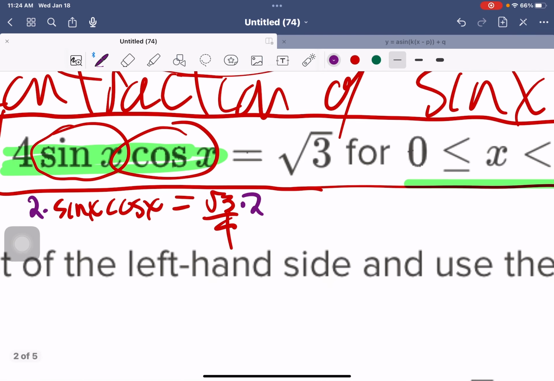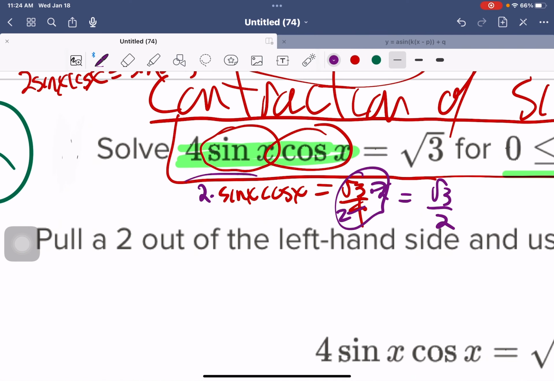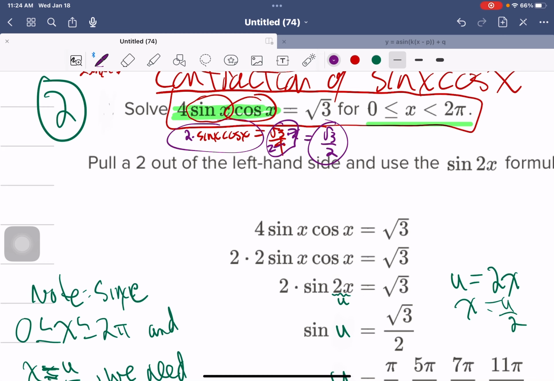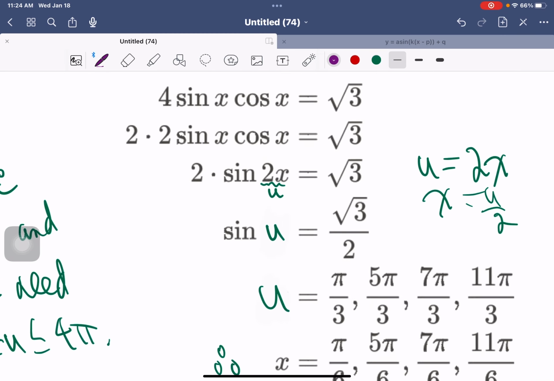Well, that's now going to equal, the 2 goes into 4 2 times, so it's going to be root 3 over 2, okay? And now I've got 2 sine x cos x is root 3 over 2. But what is 2 sine x cos x worth? Okay, that's the question. What is 2 sine x cos x worth? And now I'm going to go through the solution, okay?